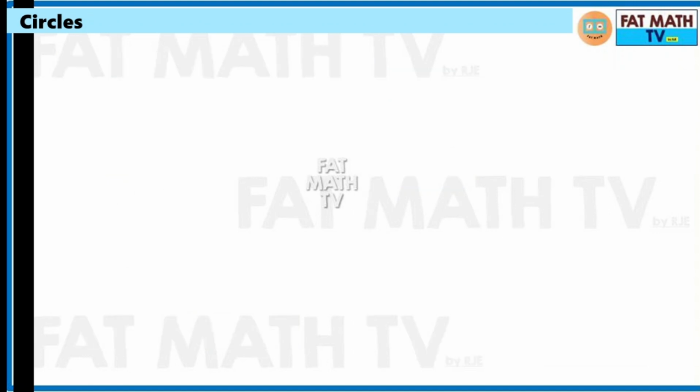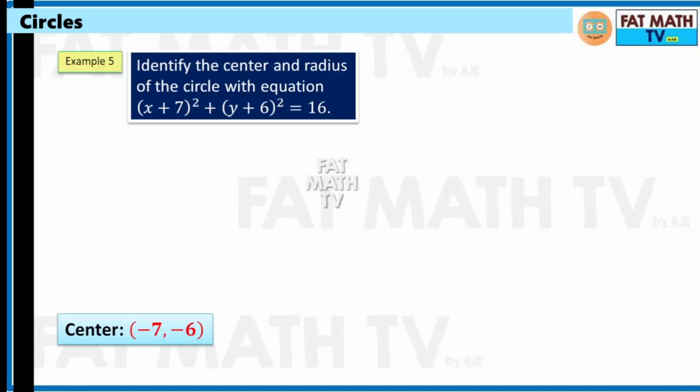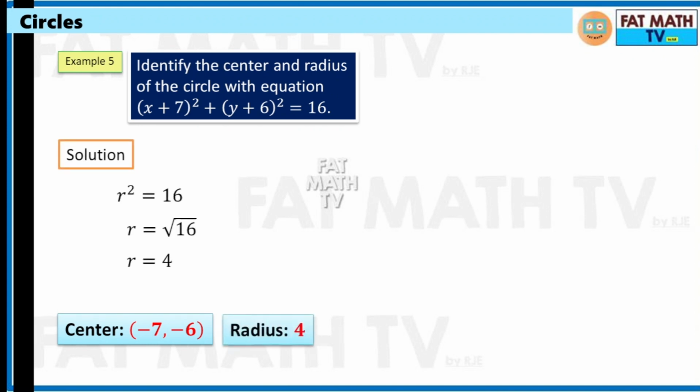Example number 5. Identify the center and the radius of the circle with equation x plus 7 squared plus y plus 6 squared equals 16. h here is negative 7. k is negative 6. So the center is at negative 7, negative 6. r squared is 16. Take the square root of 16. That is 4. So the radius is 4.